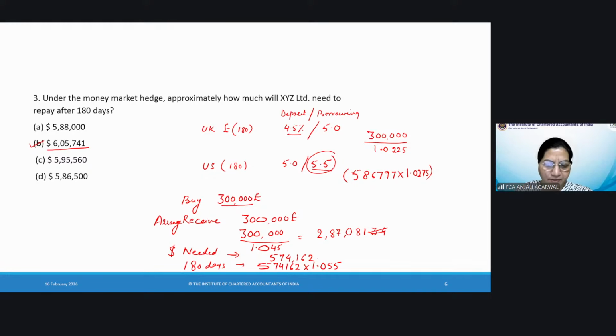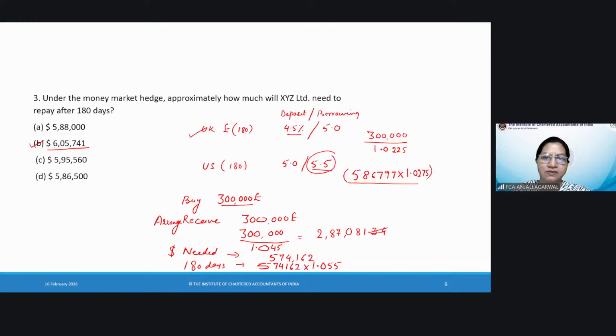Okay. Now that answer would have been 602,933.934, rounded off. But that answer is not there in the options. So if there are multiple choice questions, as we see in the ICAI also, we have 605,741. So that is the answer.